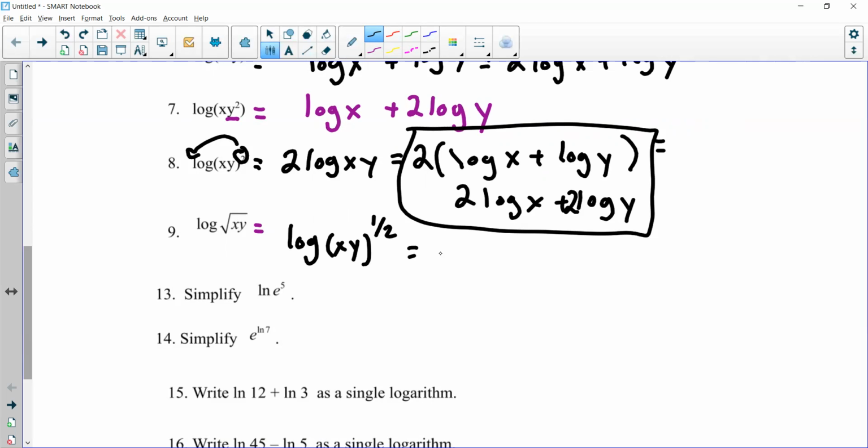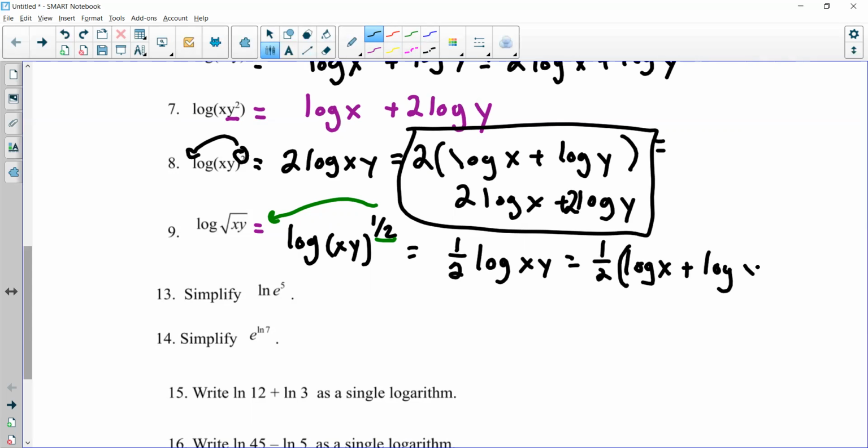Once you see it as the half power, then you could do your exponent tricks, where you move this down over here. So it becomes 1/2 log xy. Then you could split it: 1/2 times (log x plus log y). So 1/2 log of x plus log y, and that is our function.